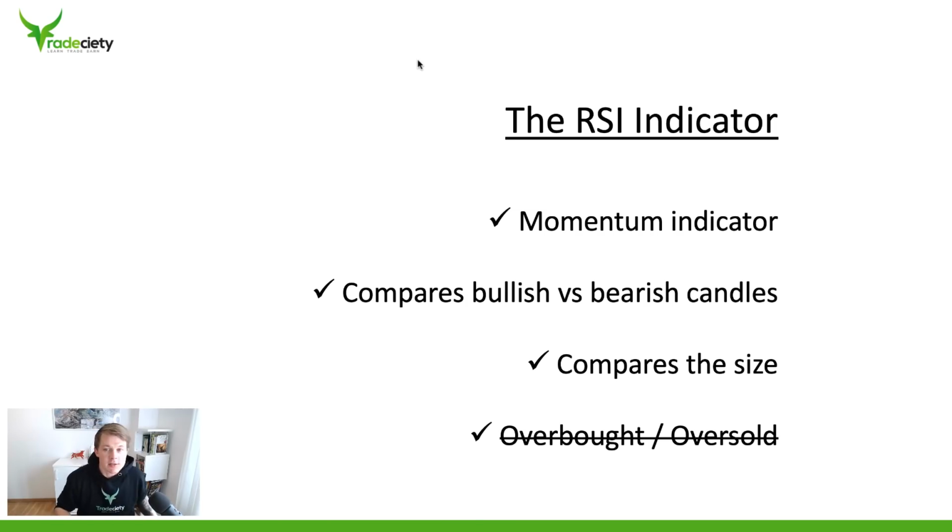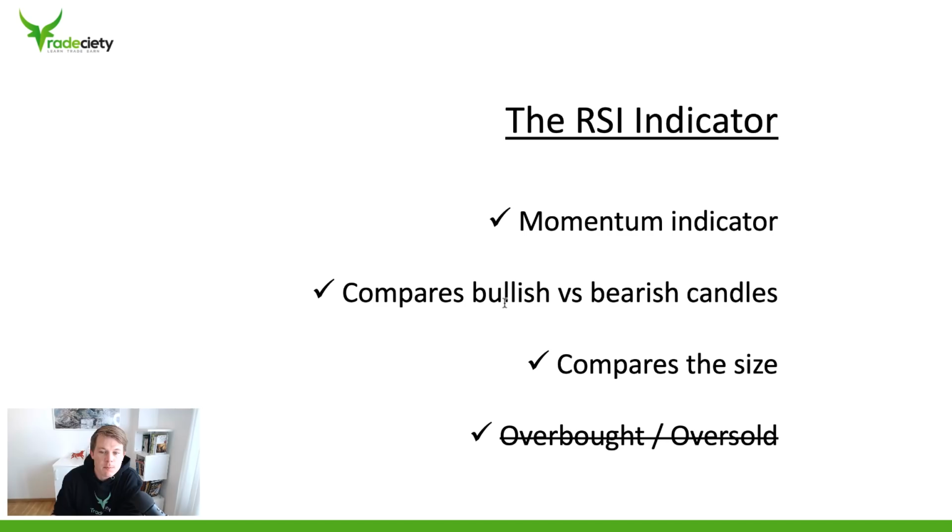So what is the RSI indicator and what does it do? The RSI indicator stands for relative strength, which is important to note. It is a momentum indicator. It shows you how strong a certain price move is. That is what momentum usually does. It shows you the acceleration, the speed and the strength of a trending phase.